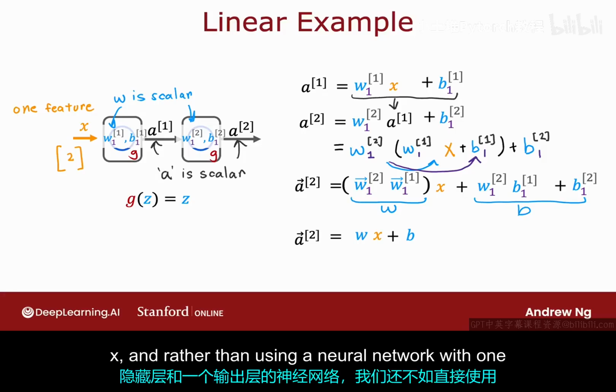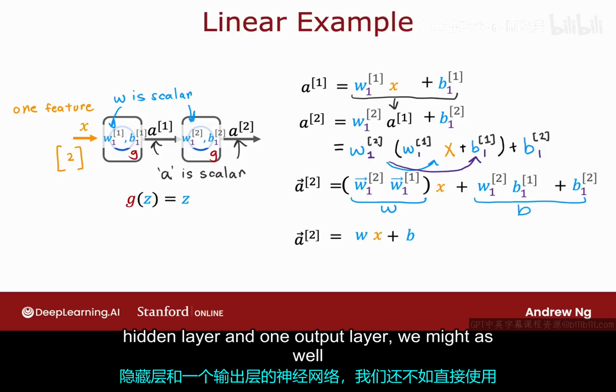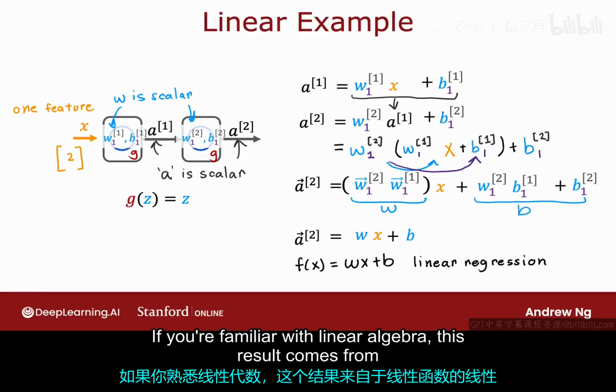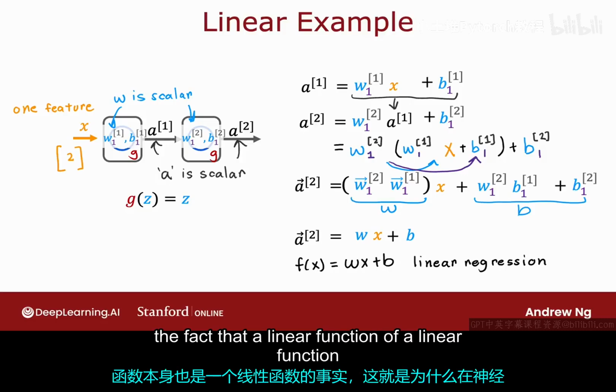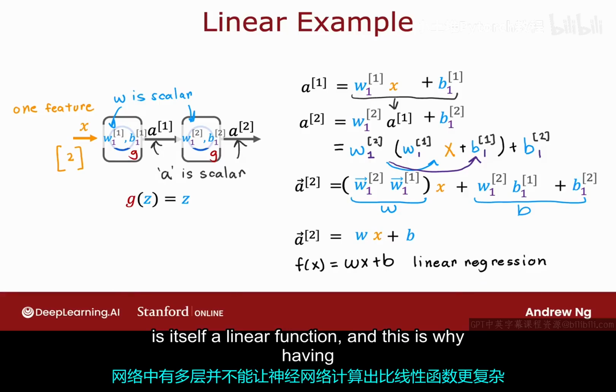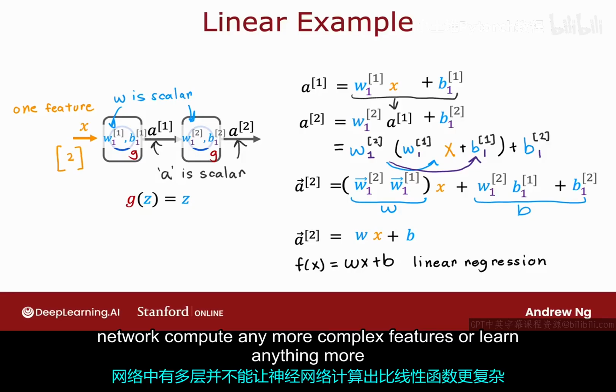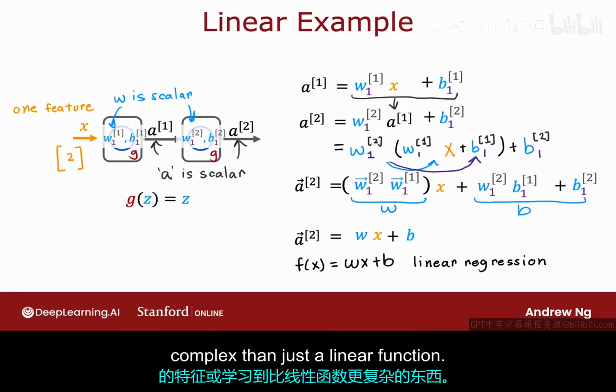And rather than using a neural network with one hidden layer and one output layer, we might as well have just used a linear regression model. If you're familiar with linear algebra, this result comes from the fact that a linear function of a linear function is itself a linear function. And this is why having multiple layers in a neural network doesn't let the neural network compute any more complex features or learn anything more complex than just a linear function.